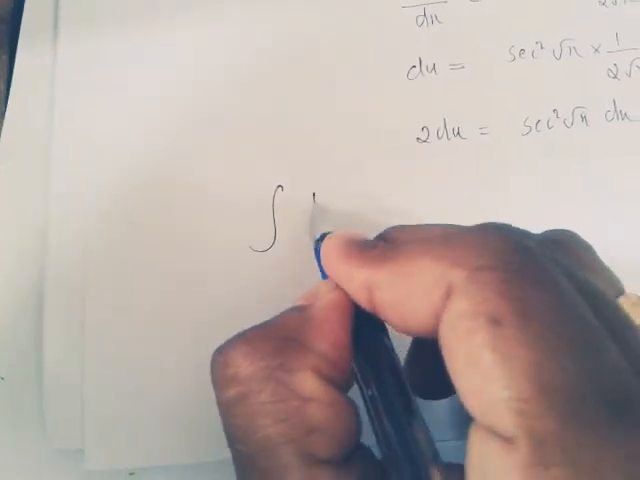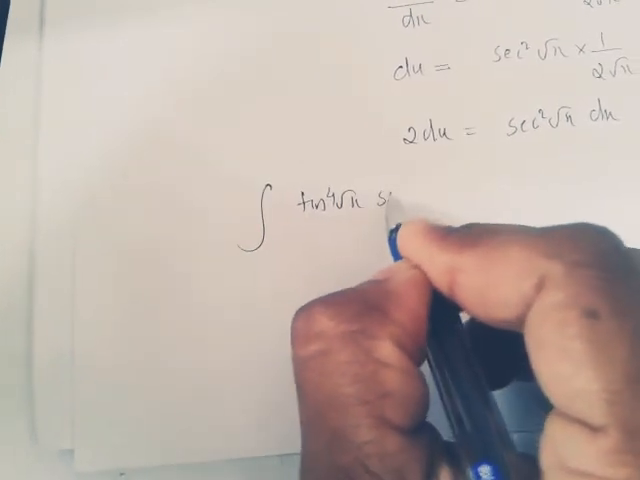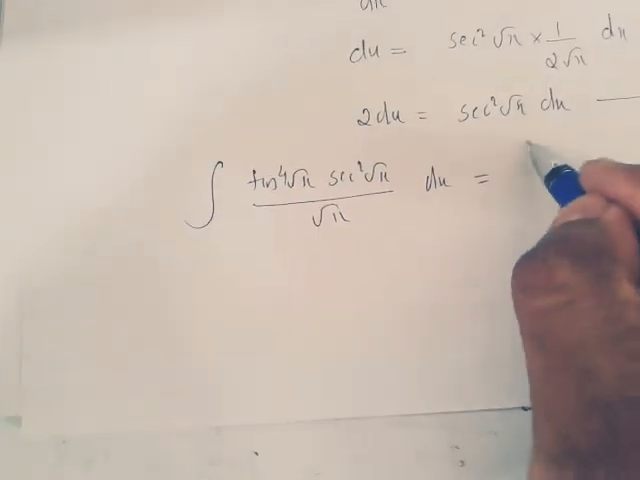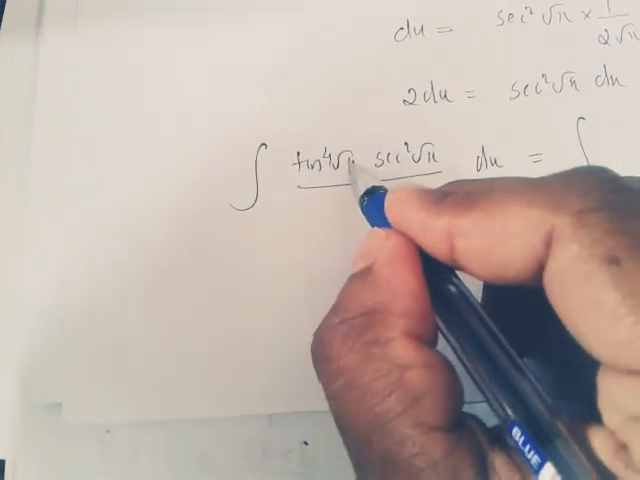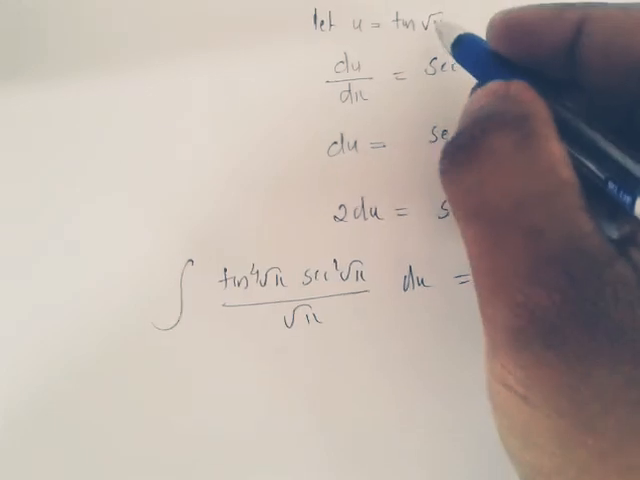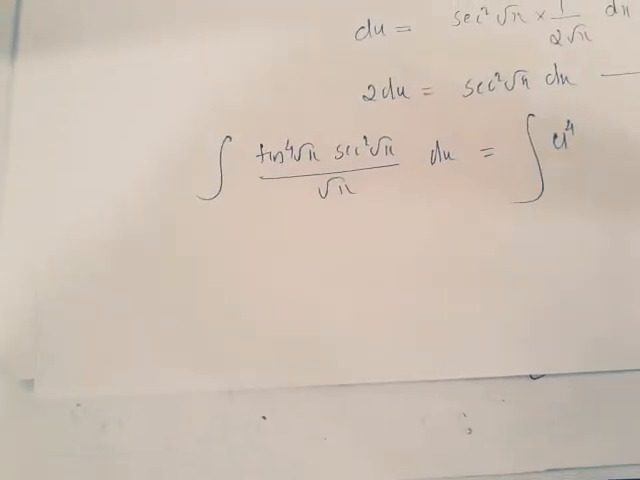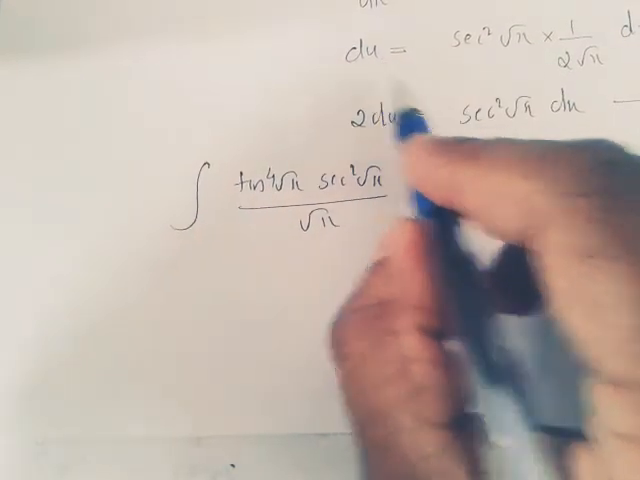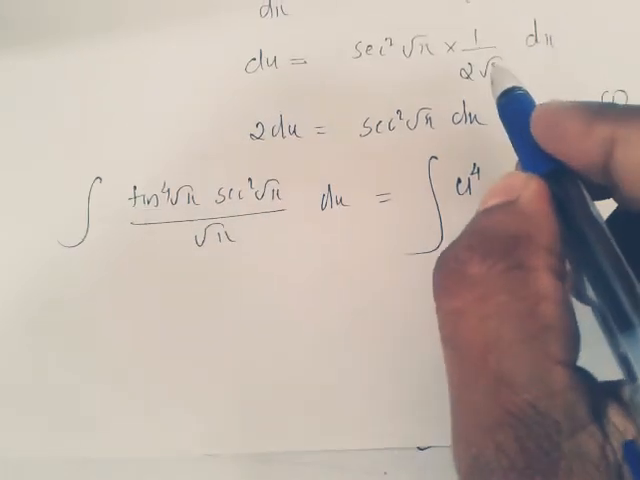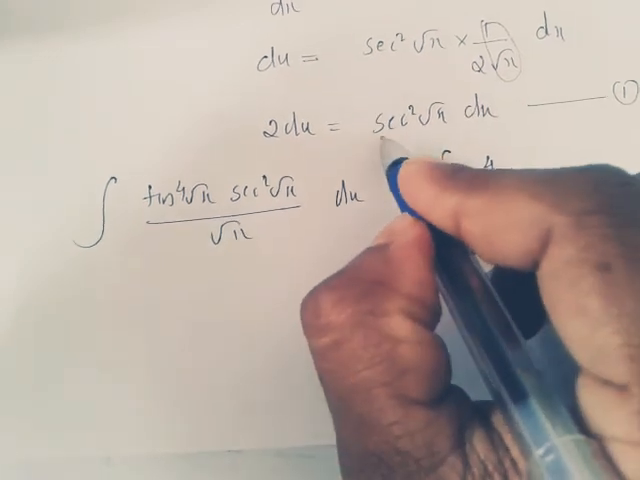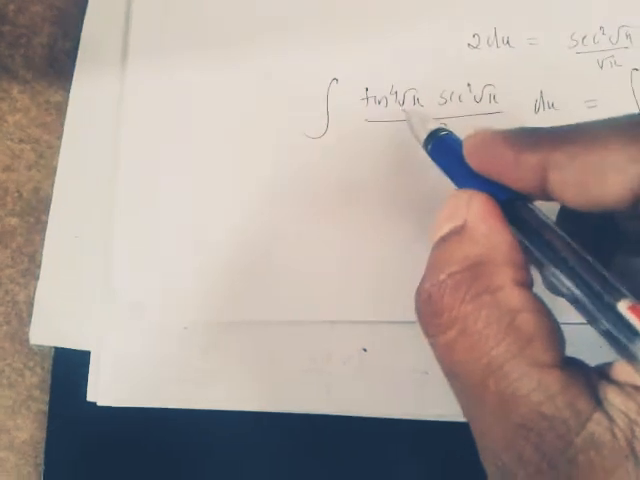So your question was like this: integral of tan raised to 4 root x, sec square root x by root x dx. Now just see, tan root x we replaced as u. So tan raised to 4 root x becomes u raised to 4. Is it clear for you? Oh, sorry. Here I took 2 to the left side, so I forgot to write that sec square root x by root x will remain. Sorry for that mistake.